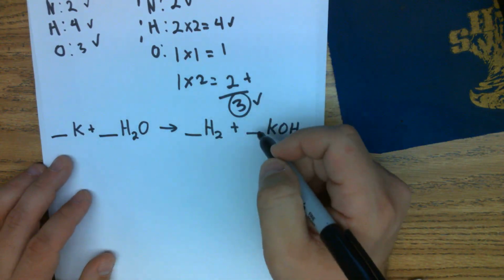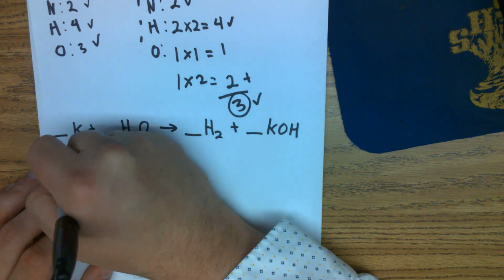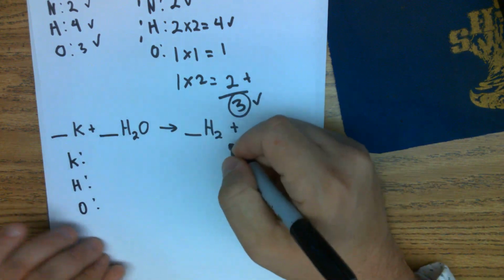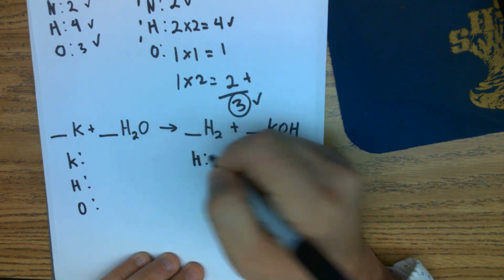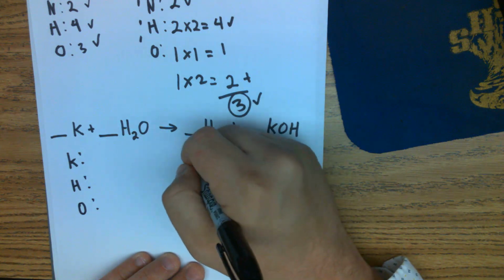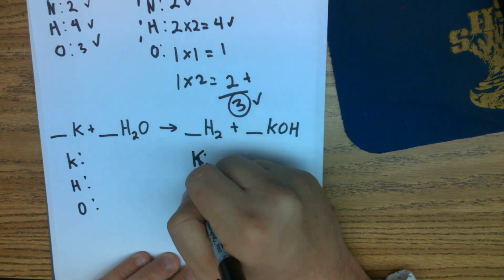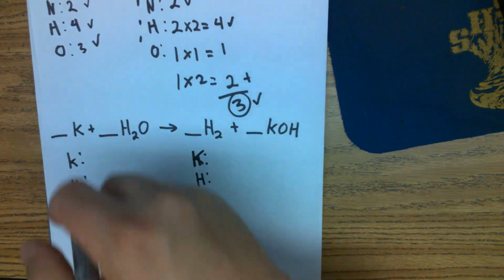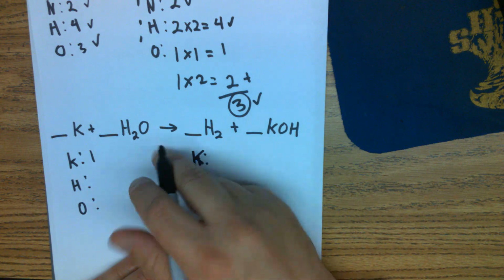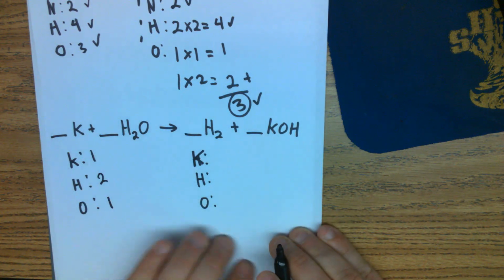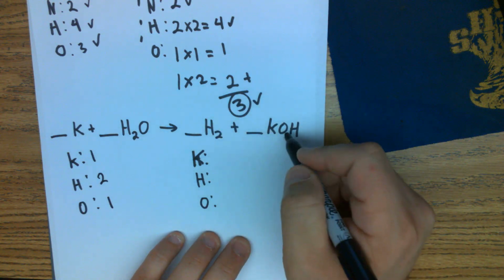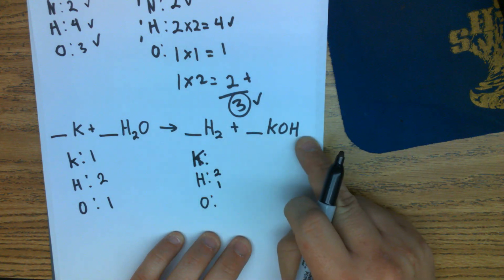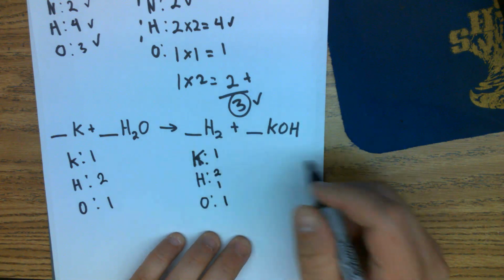So the next one here, we want to count up our elements to start off with. We have K, we have H, we have O. And on this side, we have H, O, and K as well. So let's keep them in the same order. K, H, and O. All right, let's count them up. Here we have 1 K, 2 H's, and 1 O. On this side here, we have 2 H's plus the 1 here. So we'll have 2 and 1. 2 for this one, 1 for the one at the end, 1 K, and 1 O.